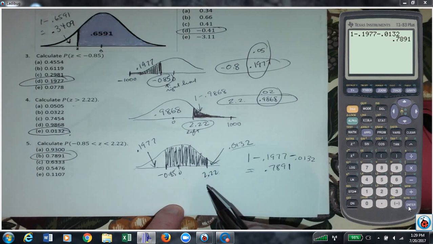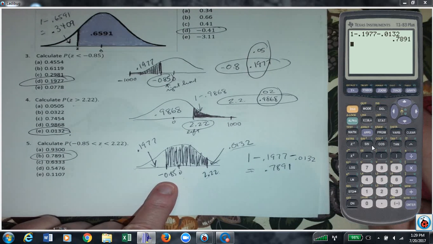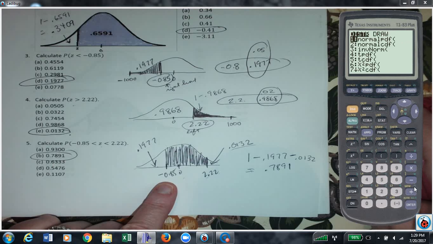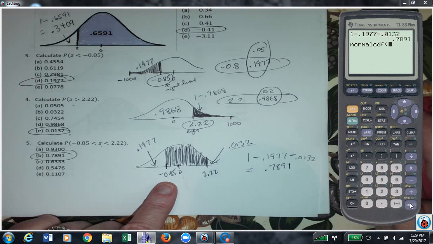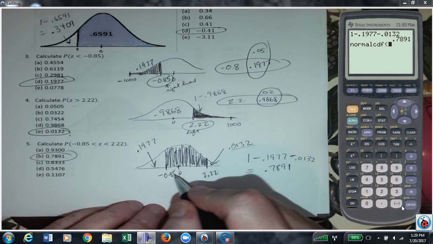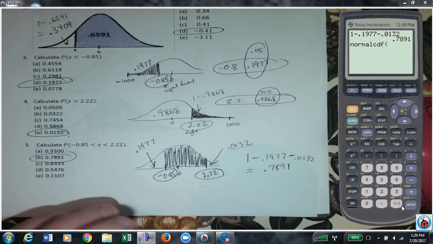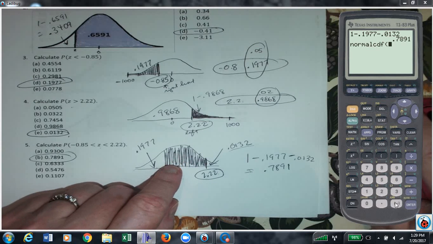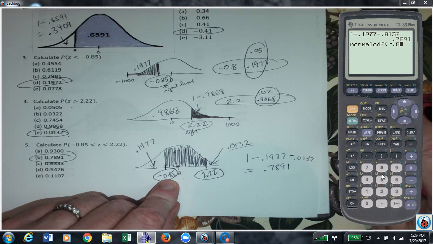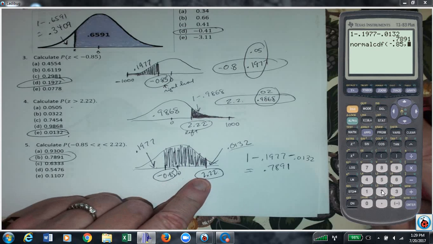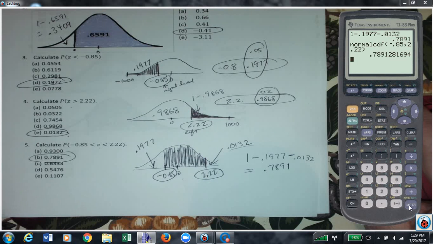Another way to find this shaded area using my graphing calculator is do second bars. Scroll down here to the second selection. And again, I want to find the shaded area, but I have to give it a left limit and a right limit. So let's see how that works. And I'm getting the same answer, correct to 4 decimal places.